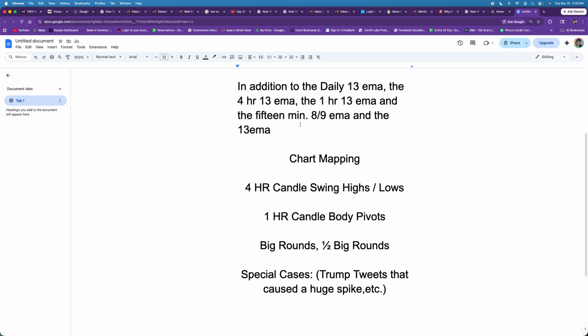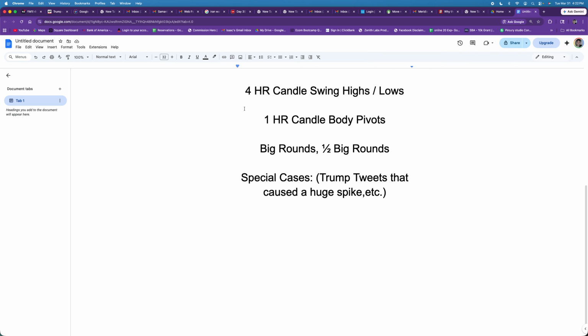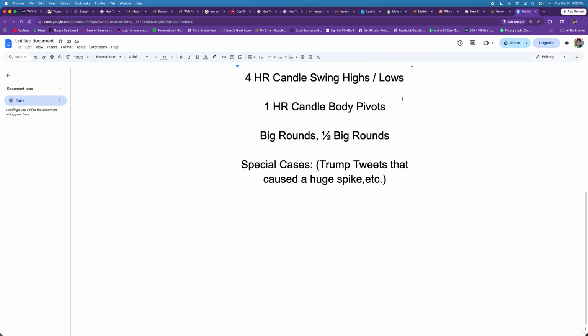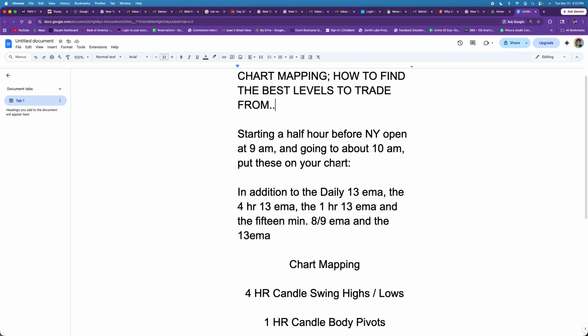So those are going to be important levels because price is going to definitely interact with those levels. However, we need some additional levels as well. And this is where the mapping comes in. So we're going to put on 4-hour candle swing highs and lows. We're going to put 1-hour candle body pivots. We're going to put the big rounds and the half big rounds. And we're going to put special case levels like Trump tweets that cause a huge spike, etc. Okay. So let's talk about these different levels.